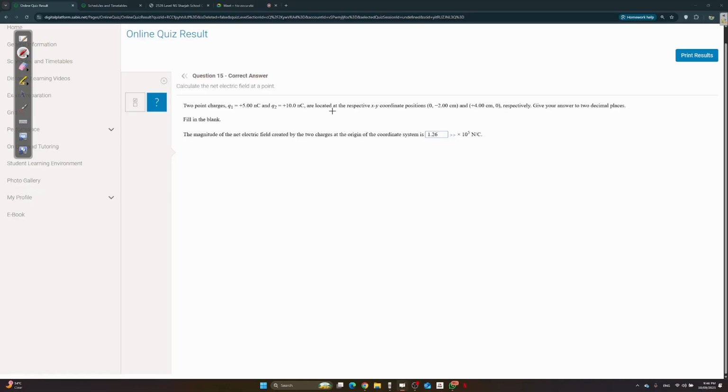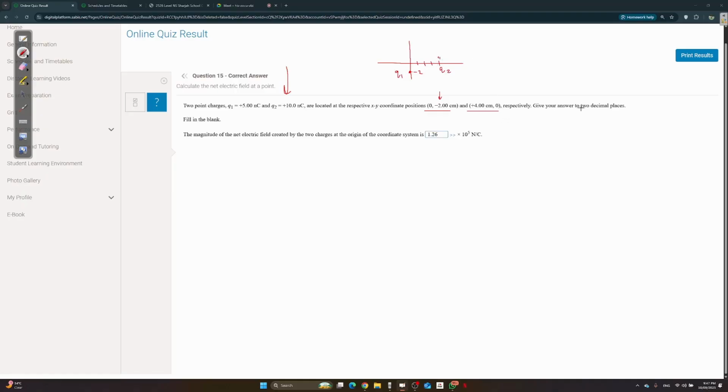Okay. So you have 2 point charges, Q1 and Q2, and they're located at these positions: 0, minus 2, and 4, 0. Okay, so let's draw this. 0, minus 2. So here is Q1, it's at minus 2. And the other one is at plus 4, 0. So 1, 2, 3, 4. This is Q2.